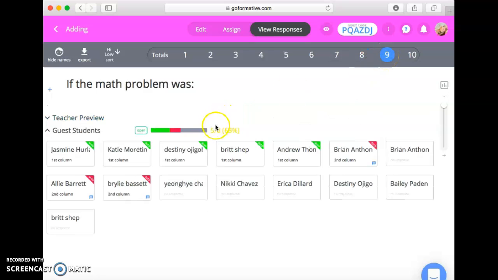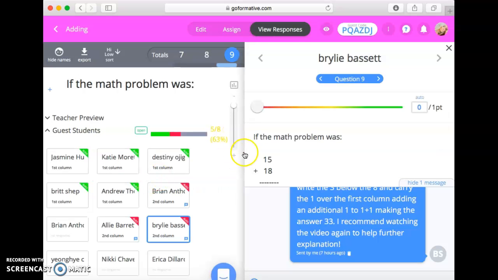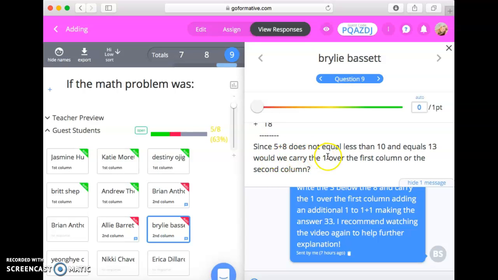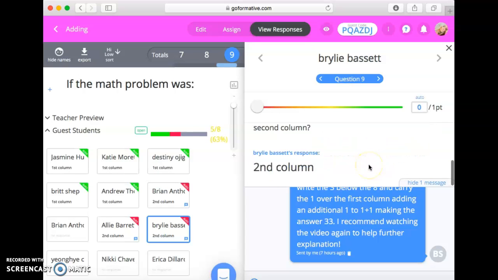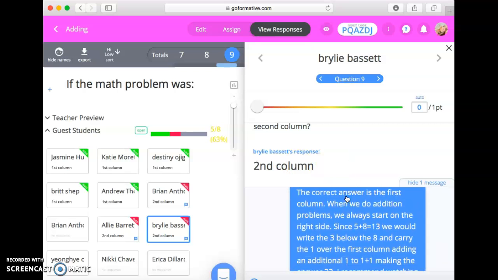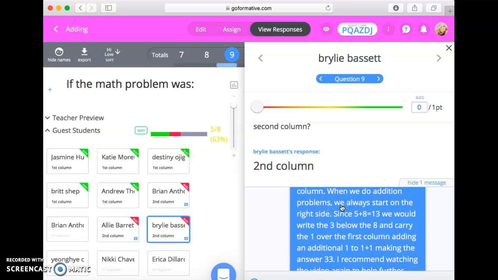Number 9, 63% got this one correct. So this was a multiple choice question again. Let's see, Briley. I said if the math problem was 15 plus 18, would we carry the 1 over the first column or the second column? Briley's answer was the second column, which is incorrect, and I was able to tell her that the correct answer is the first column. When we do addition problems, we always start on the right side.